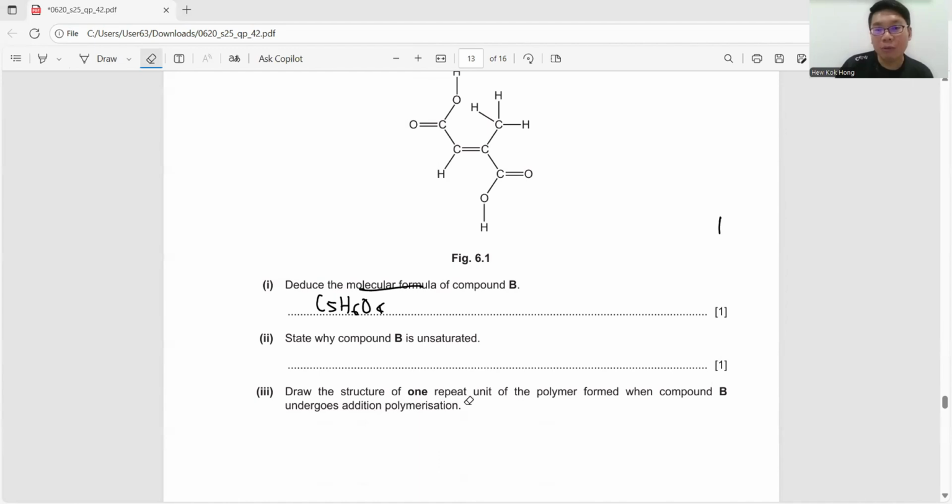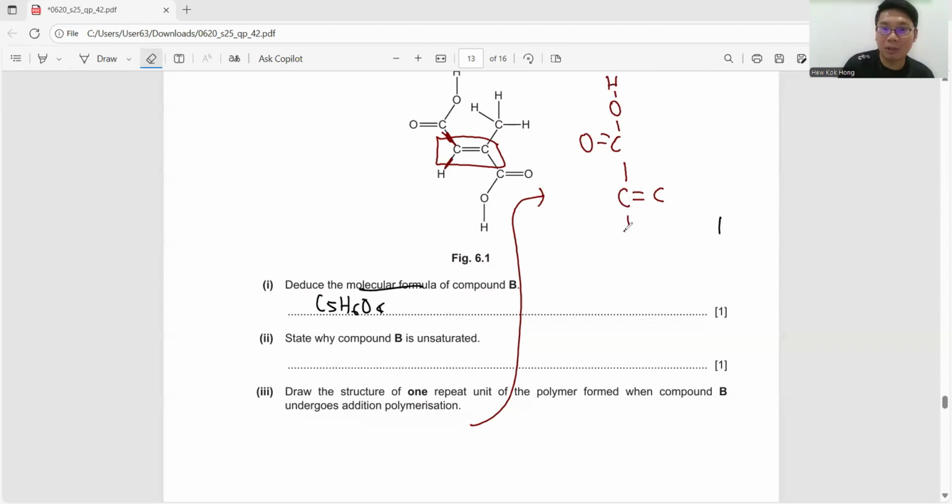Draw the structure of one repeat unit of the polymer formed when compound B undergoes addition polymerization. So in addition polymerization, we need to make sure the C double bond C is in the middle. I draw it here. Everything above I put up, and everything down I put down. Here up I have CH3. Here down I have COOH. Then the middle part, double bond, change it to single bond, and then left and right, I open for 1 more. So this is the repeat unit when it forms the polymer.